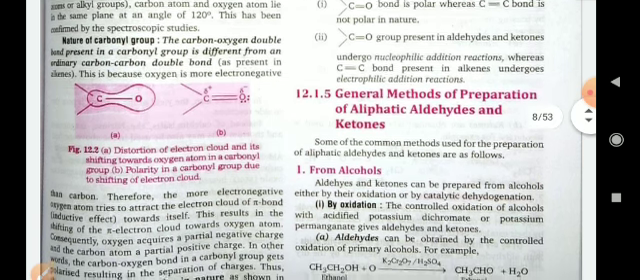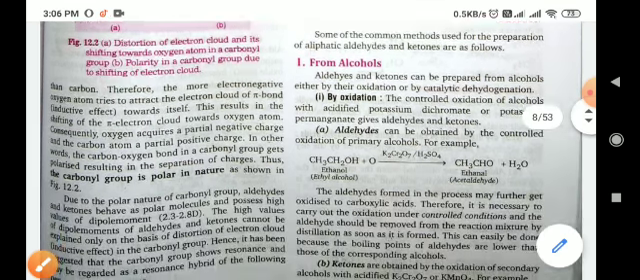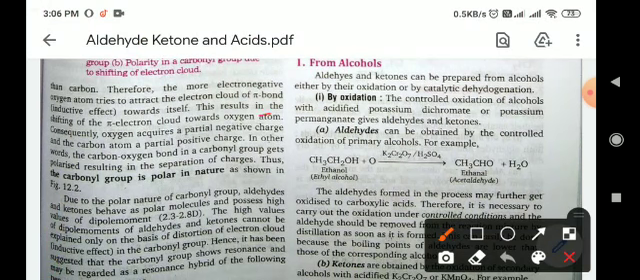Okay, so in this part we will discuss the general methods of preparation of aliphatic aldehydes and ketones. So the first method is from alcohols. From alcohols, the aldehydes are obtained by the oxidation method. An aldehyde can be obtained by controlled oxidation of primary alcohol.